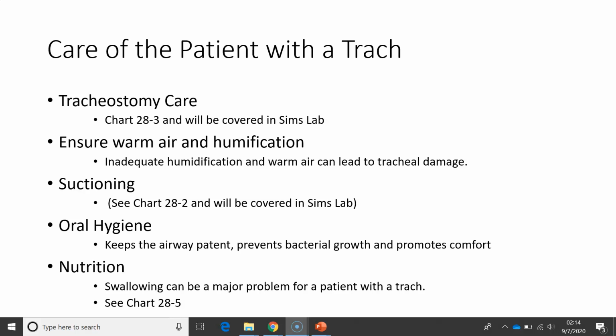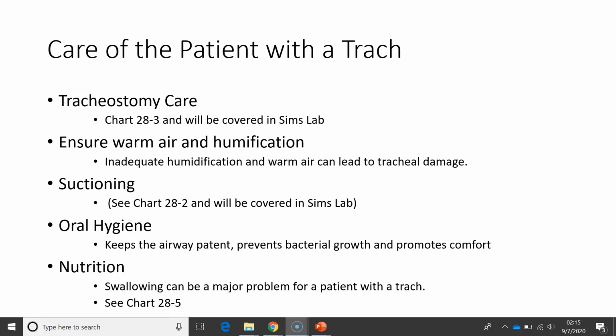Now, I know you're saying all Ms. Roeder's doing is telling us to look at a bunch of charts. That's because this is going to be covered in detail in Simulation Lab on New Skills Day. But in order for it to be covered on our examination, I wanted to make sure that we had the general information about care of a patient with a trach. Trach care is in chart 28.3, and Ms. Stone will go over that with you in detail in the Sims lab.